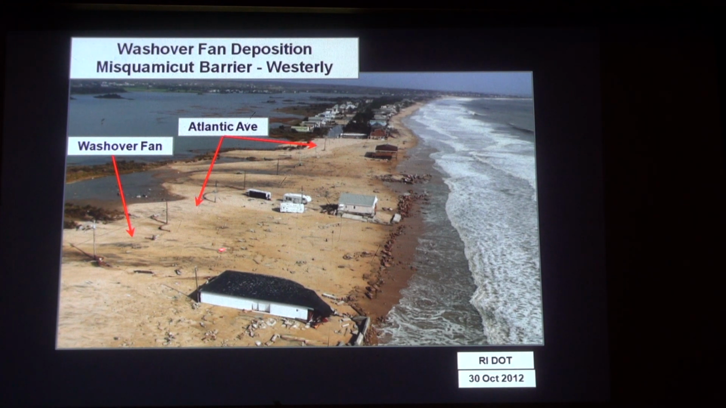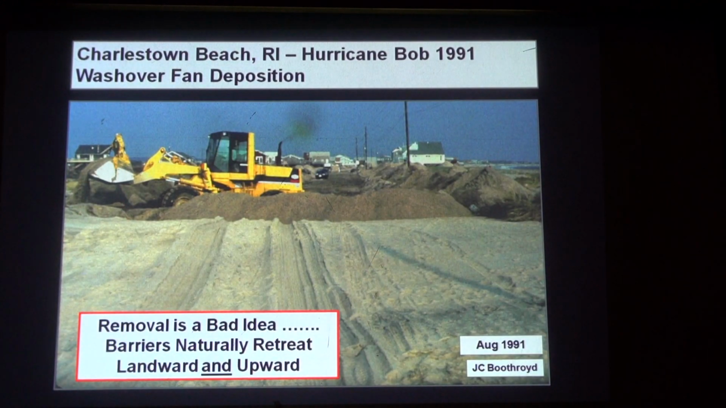So here is Atlantic Avenue, down in the Misquamicut barrier. Here's the washover fan, and Dave Valley showed this picture. By the way, RIDOT did all of the scientists in the state a service by flying in that helicopter the day after. And these pictures are quite remarkable because a lot of them are there before humans, as John Stewart would say, mucked up the works. The geology, that is. Now, if you're worried about infrastructure, it's an entirely different story. So there has to be some accommodation between infrastructure and geology.